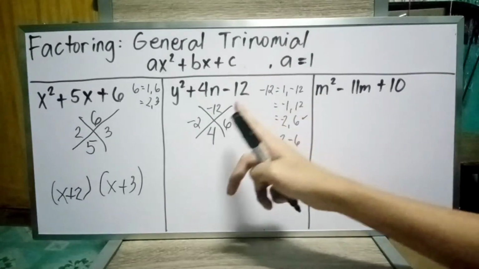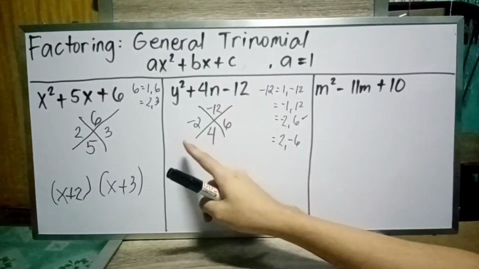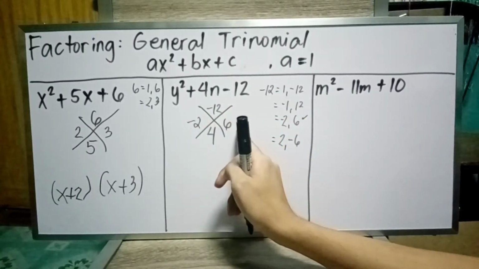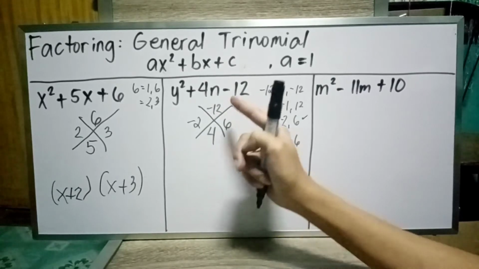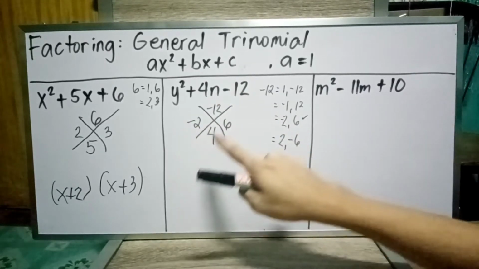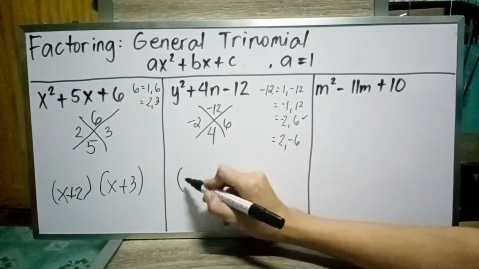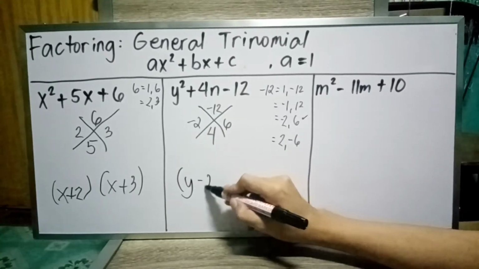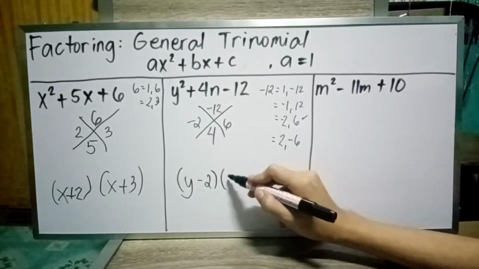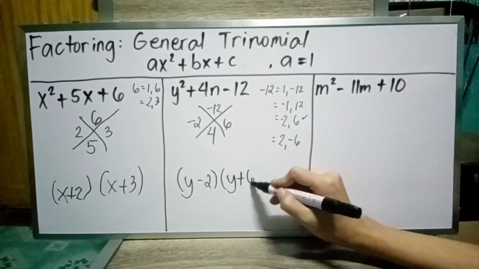So, the factors of negative 12 are negative 2 times positive 6, that is negative 12. Negative 2 plus positive 6, that is positive 4. So therefore, the factors are y minus 2 and y plus 6.